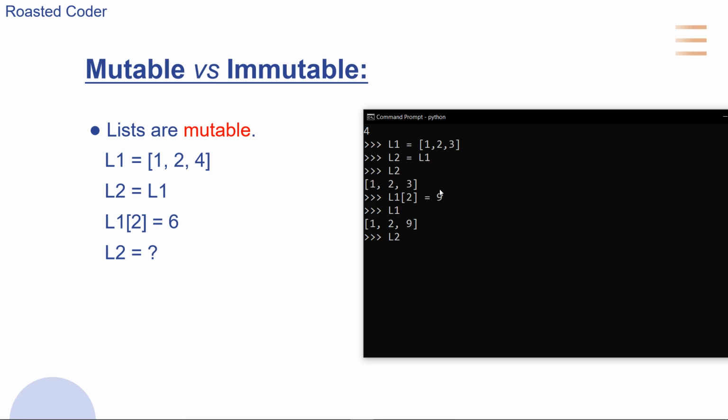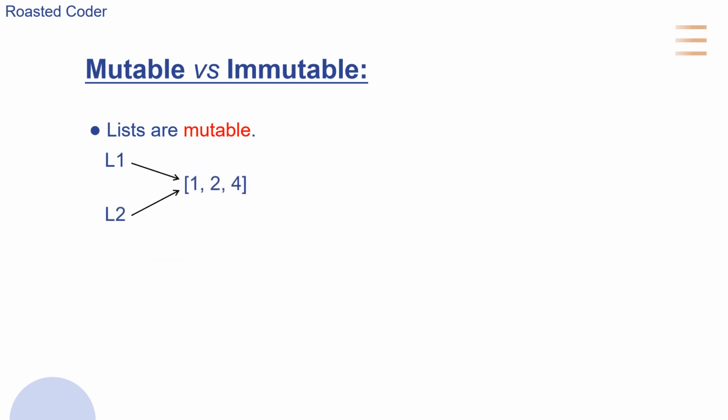Just think in your mind and answer it to yourself. Now you can see it's changed to 1, 2, 9. This is because if we assign a list to a variable, then it points to that list, and if we again assign another variable to a list, then it's again pointing to that same list.